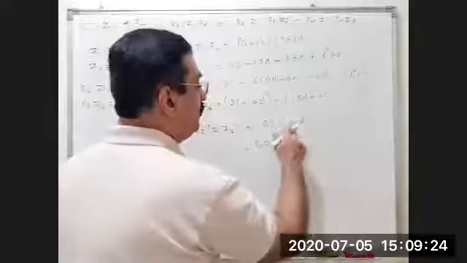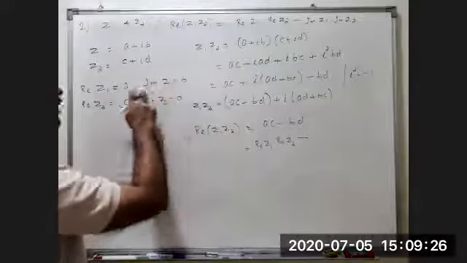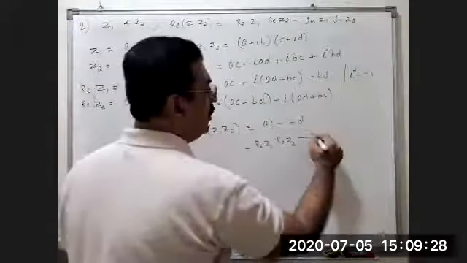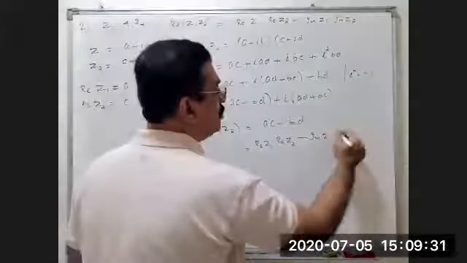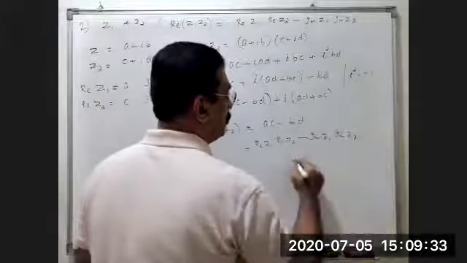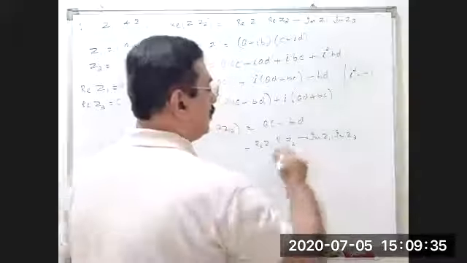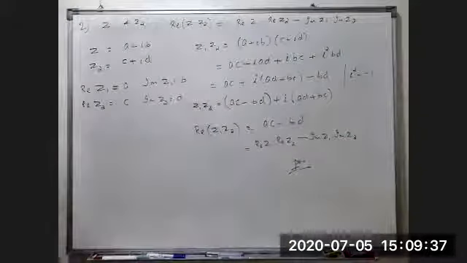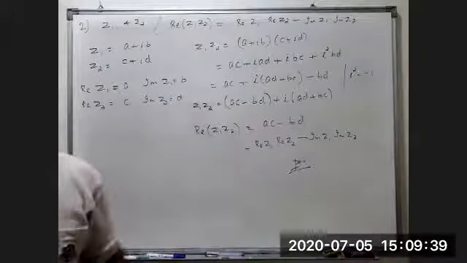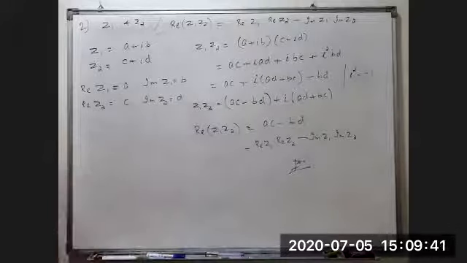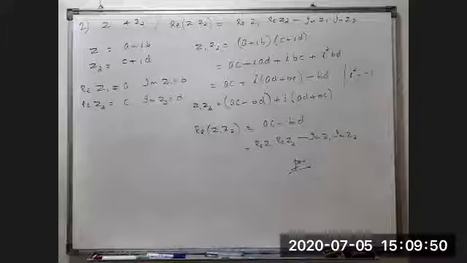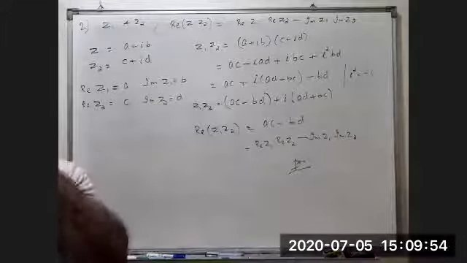Minus B into D. What is B? B is the imaginary part of Z1, and D is the imaginary part of Z2. So minus the imaginary of Z1 into the imaginary of Z2. That is what we need to prove: the real of Z1 Z2 is equal to real Z1 real Z2 minus imaginary Z1 imaginary Z2.